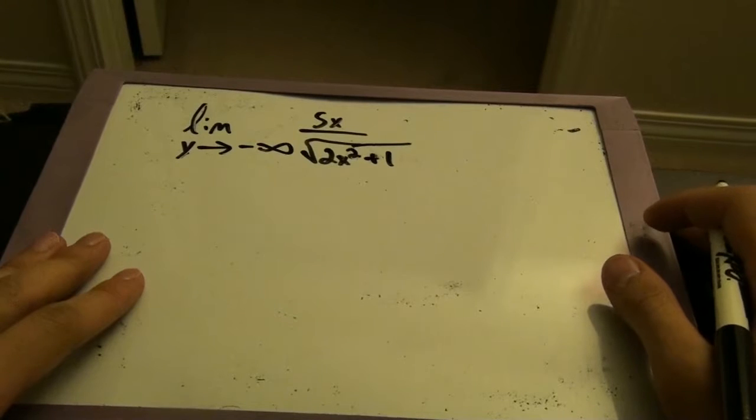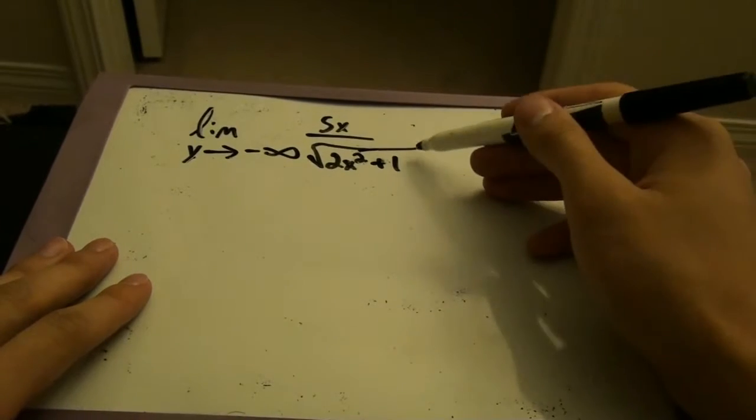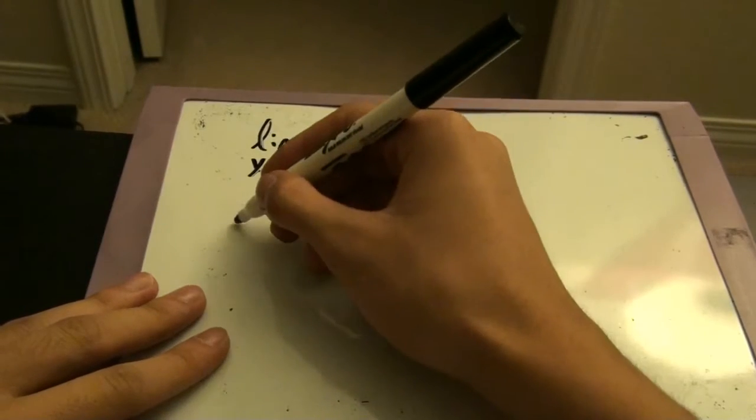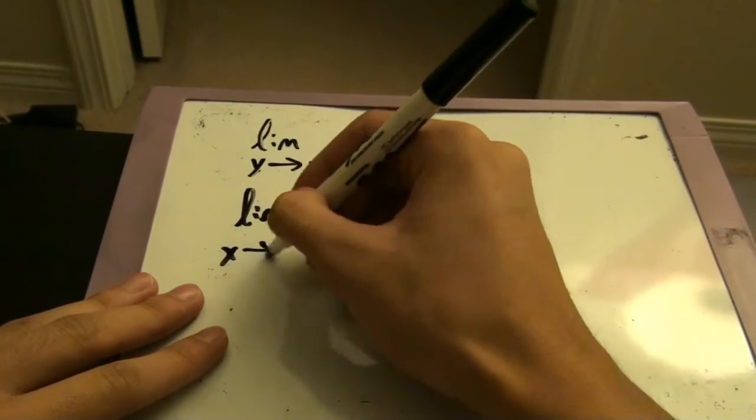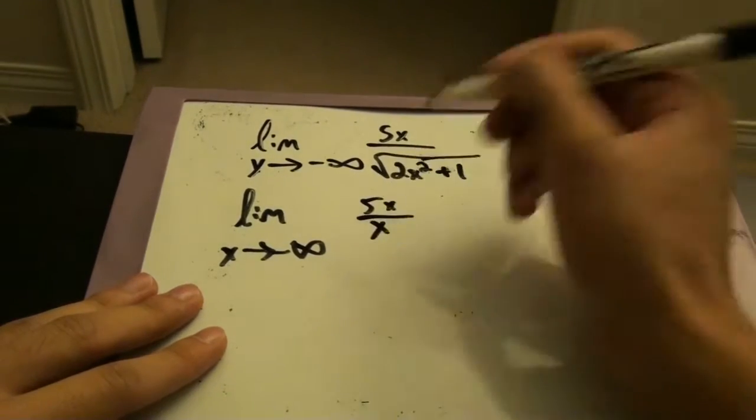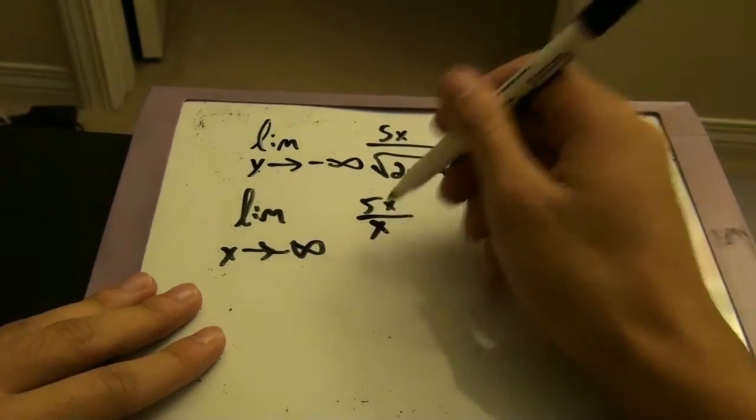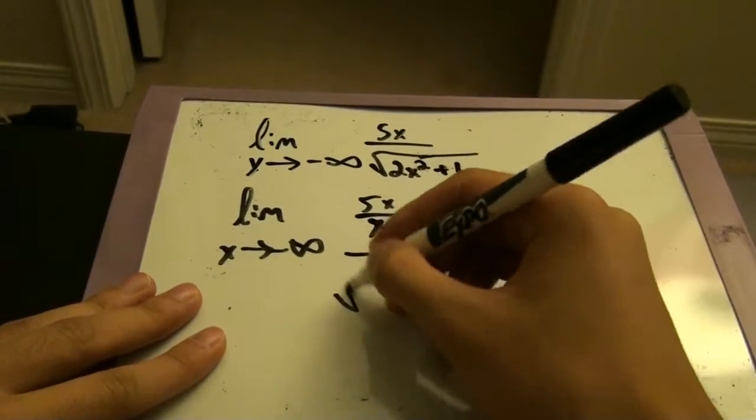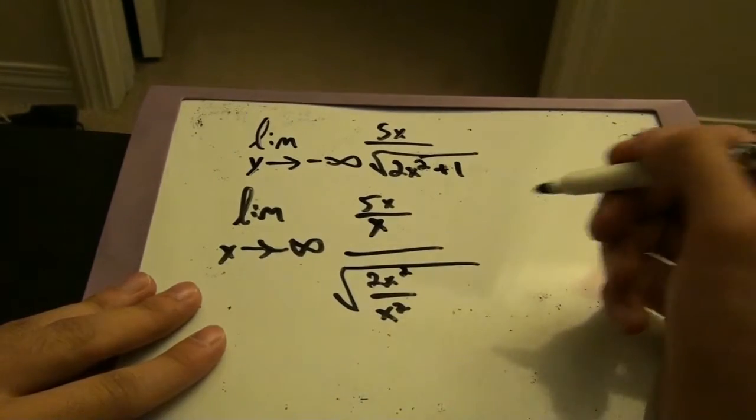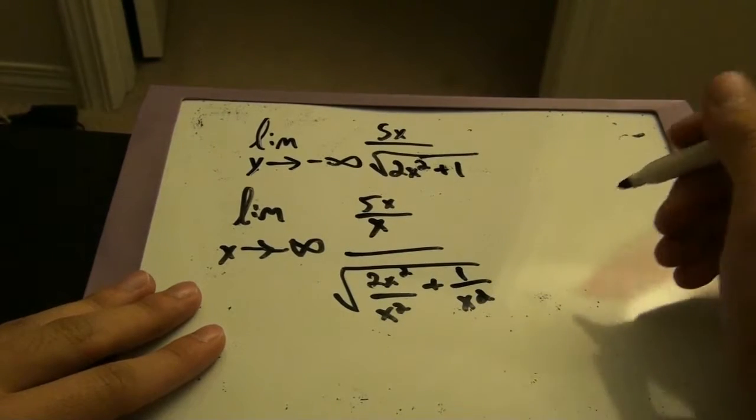Now, finding limits at infinity and negative infinity are usually the same, except for this special exception when there's a square root. First off, when we divide everything by the largest power at the bottom, we're going to get 5x over, here's the exception, x, because even though this is x squared, it's inside a square root. So when we take it out, it will just be x over root 2x squared over x squared because it's still inside the square root, plus 1 over x squared. So you need to keep that in mind. A lot of students forget this.